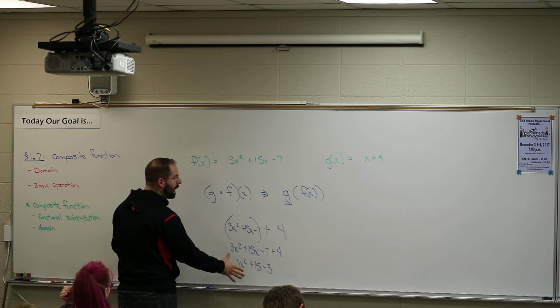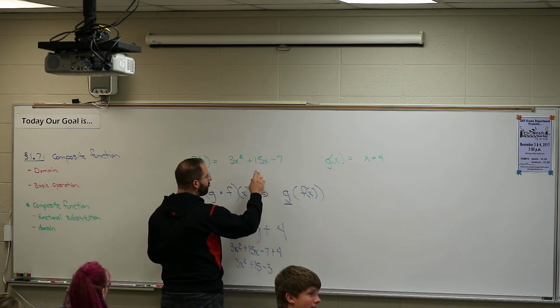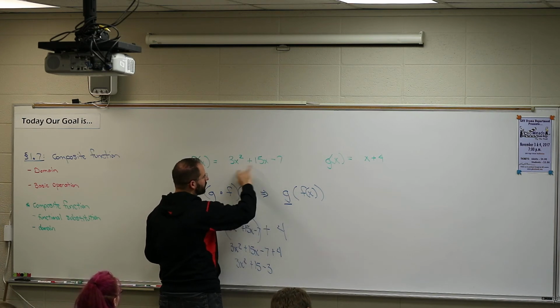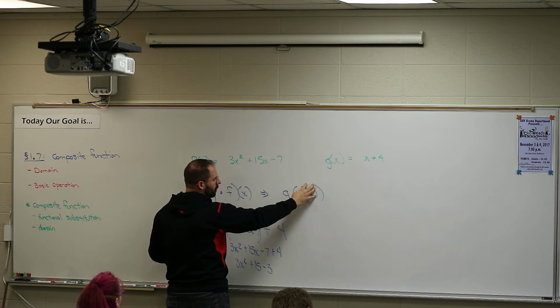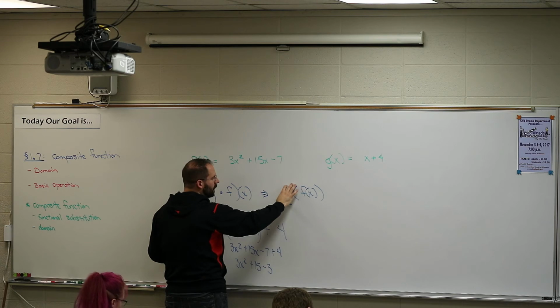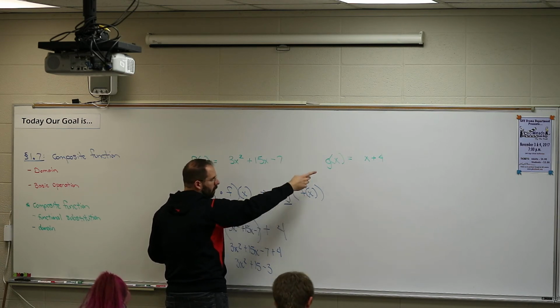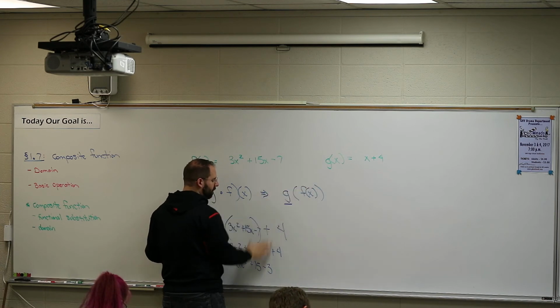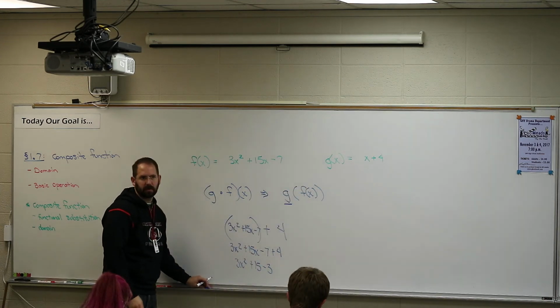The domain of the main function, or the inside function, is all real numbers, so I can use any number here. Now when I go to the outside, it would be all real numbers because it's still a function, and the final composite is all real numbers. So there was really no exception. We haven't had a fraction yet for doing this, so we should probably do one with a fraction.